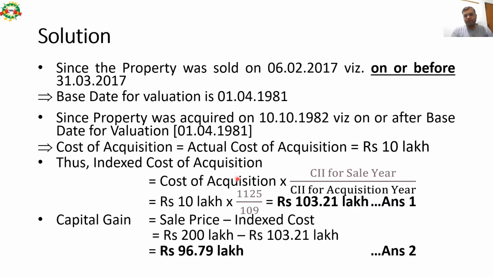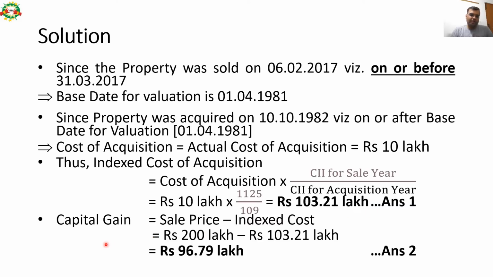And likewise index cost of acquisition is equal to, here improvement is not given in the question, so there is no discussion on improvement, only acquisition cost is given. So index cost of acquisition is equal to cost of acquisition multiplied by cost index for sale year divided by cost index for acquisition year, since the acquisition year is later than the base year. So 10 lakhs multiplied by 1125, the CII for sale year, divided by 109, the CII for acquisition year, is equal to 103.29. It is the answer to question number 1.